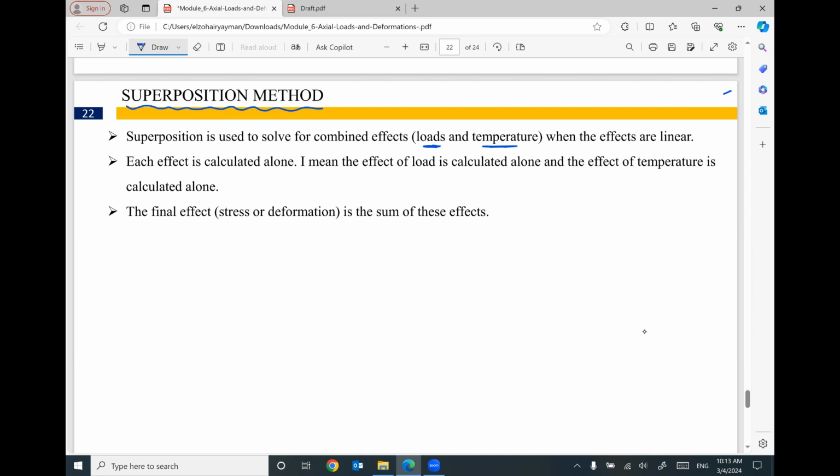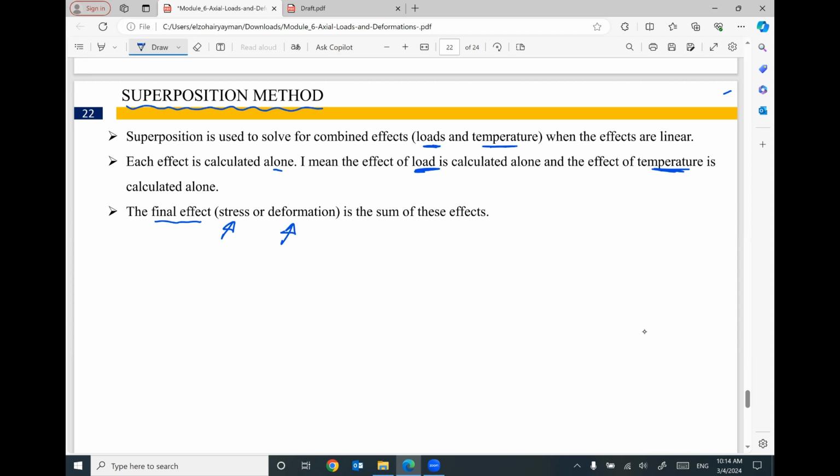So each effect is calculated alone. I mean, the effect of force is calculated alone and the effect of temperature is calculated alone. I will solve the problem two times. The first one under the effect of the applied load and the second one under the effect of the temperature. Then the final effect in terms of stress or deformation will be the summation of the two effects.